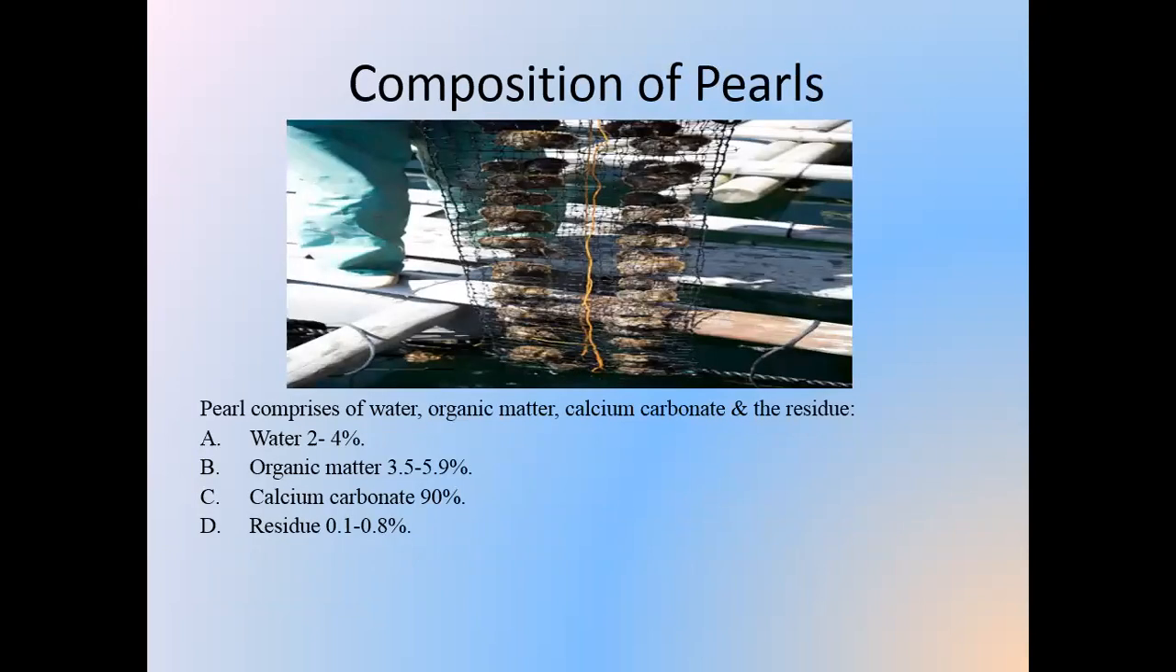Composition of pearls. A pearl comprises water, organic matter, calcium carbonate, and residue. We all know that the pearl is a shell organism, so most of its component is calcium carbonate, which is 90%. Besides this calcium carbonate, it contains water 2 to 4%, organic matter 3.5 to 5.9%, and residue 0.1 to 0.8%.